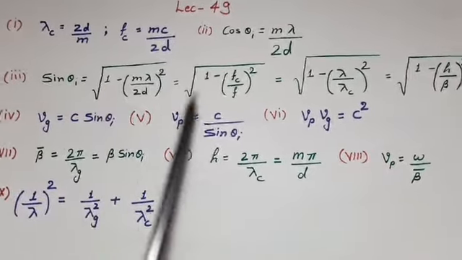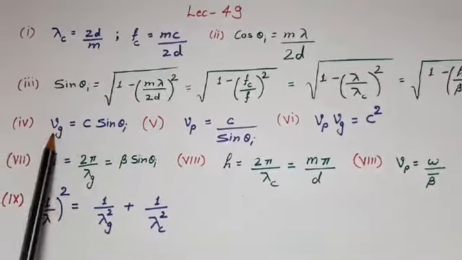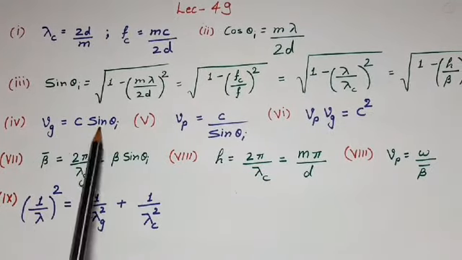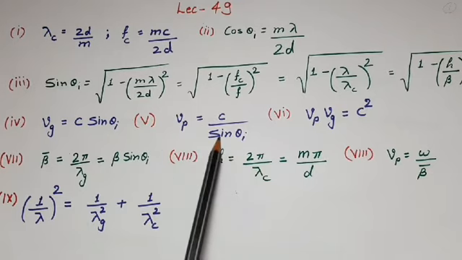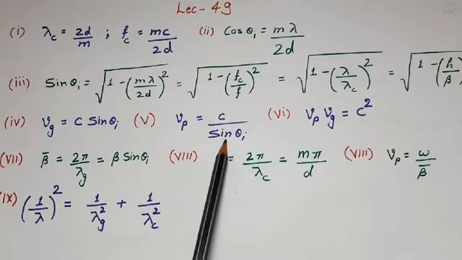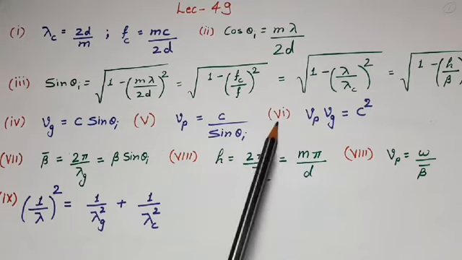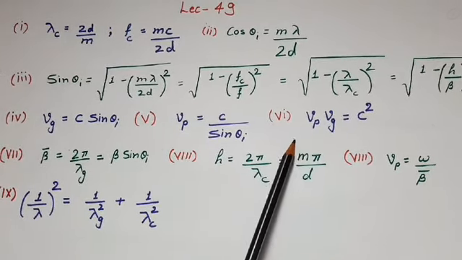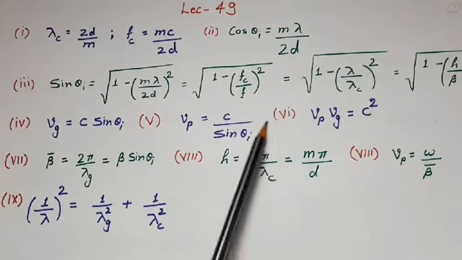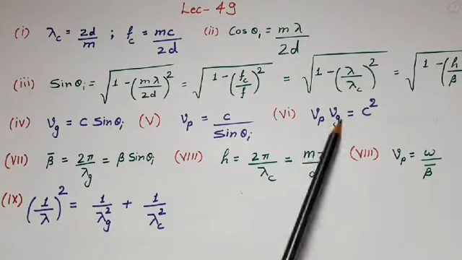Then we learned about two velocities. Group velocity, which is less than velocity of light and given by c sine of theta I. Phase velocity, which is greater than velocity of light and given by c upon sine of theta I. Also we have one more expression, that is product of phase velocity and group velocity is equal to c square. This expression can be used to calculate either velocity if one velocity is given.